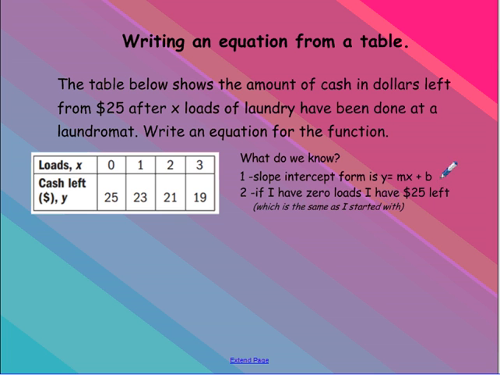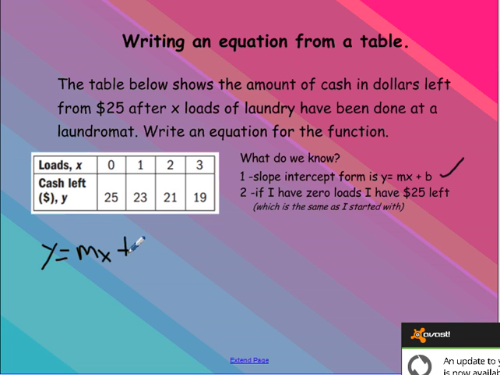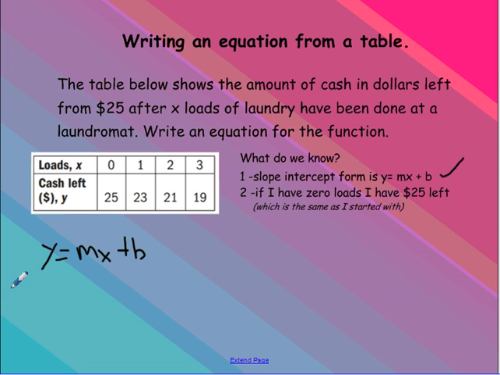Well, first of all, we do know the slope-intercept. We know that it's y equals mx plus b. We also know that if I have 0 loads, I have $25 left, which is the same as where I started, because I haven't spent any of my money. So I'm going to plug in what I know. I have m times 0 for my x plus b equals 25.